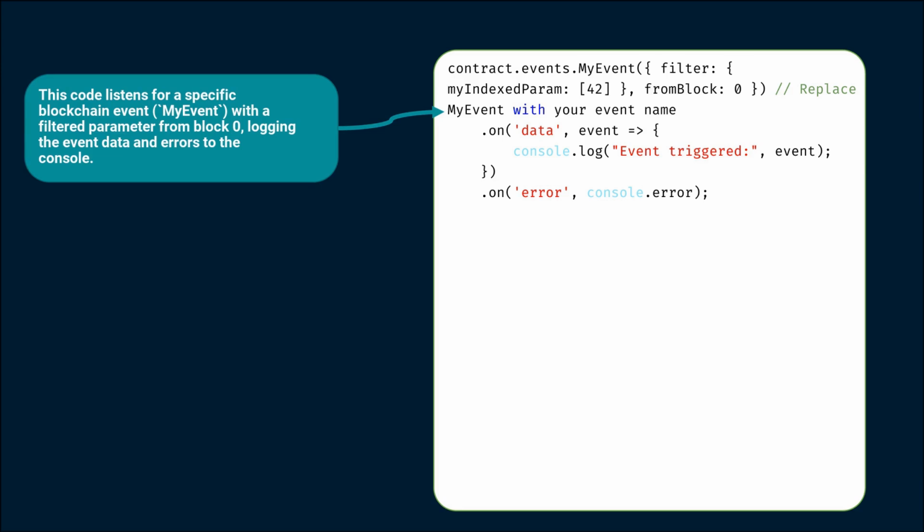This is useful because it narrows down the events we care about, ensuring more efficient processing. We also define the starting block to monitor, in this case, from block 0, which means we want to start listening from the genesis block of the blockchain. Once we've established the listener, we then attach two callback functions using the on method. The first callback handles incoming data. When the event is triggered, it logs the event details to the console, letting us know that our subscription is active and providing immediate feedback. The second callback captures and logs any errors that may occur during this subscription process, allowing us to address potential issues promptly. This event listening capability is particularly powerful in real-time applications, where immediate feedback is crucial.